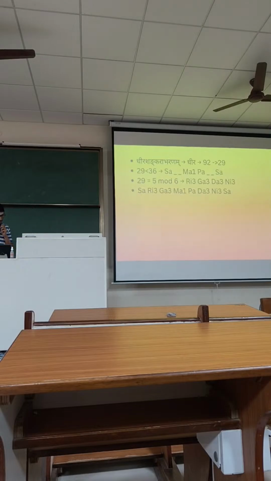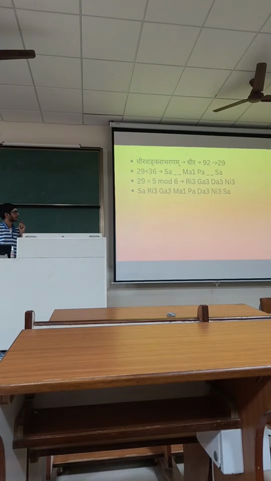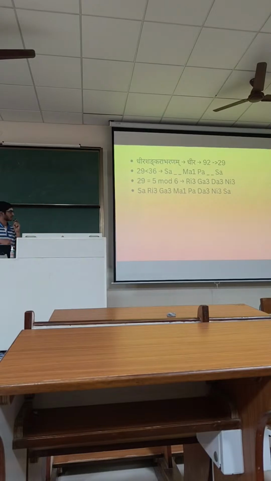For example, when we look at Dhira Shankarabharanam, the colloquial name is Shankarabharanam, but in order to encode it into Katapayadi, they have added the word Dhira before the name Shankarabharanam. As we can see, Dhira can be written as 92, and when we flip it, we get 29, which is the index of the Melakarta in this scheme.